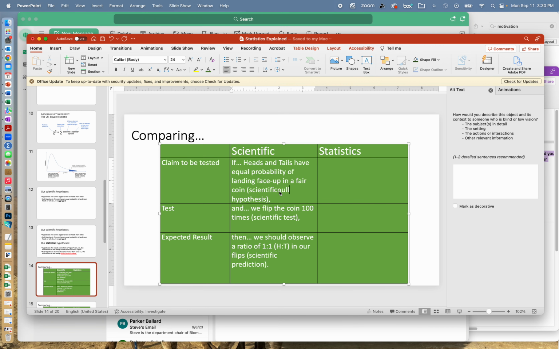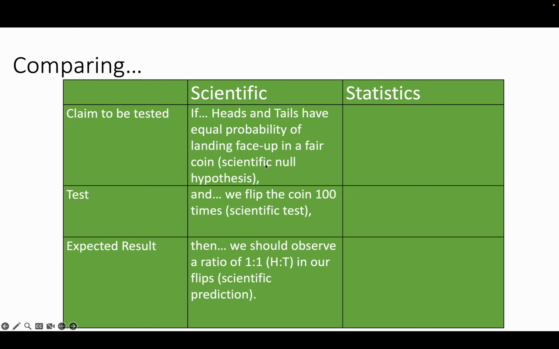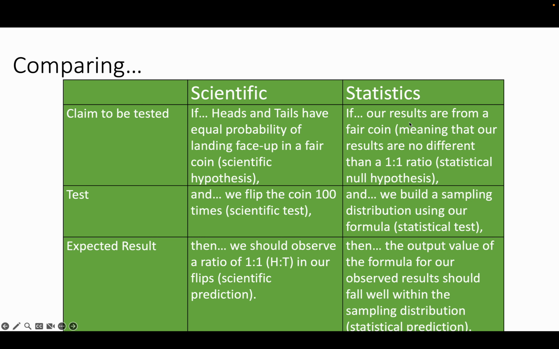The scientific null hypothesis says, I think heads and tails have an equal probability of landing face up in a fair coin. So my test, I'm going to flip the coin 100 times. That's my scientific experiment. And my prediction, my expected result, is that we should get a ratio of 1-to-1, 50-50, heads, tails. Okay, so then when we do flip it, we say, all right, I think that the results that I got were from a fair coin. So even though it said 81 and 19, I think it's just noise. That's my statistical null hypothesis.